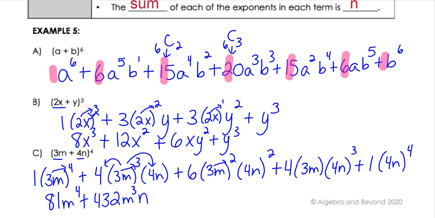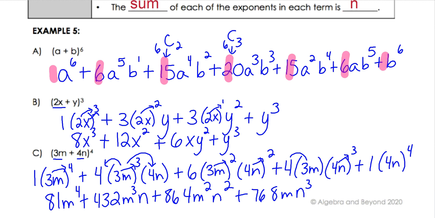All right, next term, 3 squared, that's 9, times the 6 out in front, and then times the 4 squared, which would be 16. That gives us a total of 864. m to the 2nd, n to the 2nd. Now we've got just 4 times 3, and then times 4 cubed. When I multiply that all the way out, I get 768. m and n to the 3rd. And finally, we have 4 to the 4th power, which is 256, n to the 4th power.